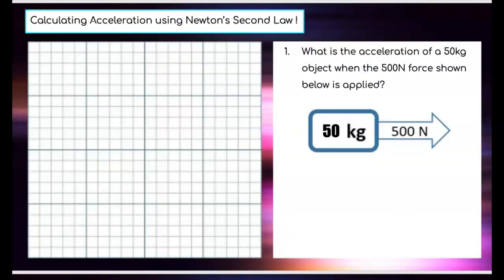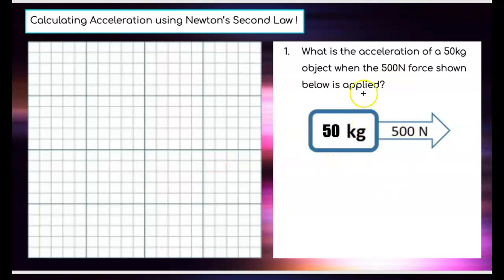Now let's go ahead and look at a couple examples of using the mathematical form of Newton's second law to calculate acceleration. So this first question asks us, what is the acceleration of a 50 kilogram object when a 500 Newton force shown below is applied?